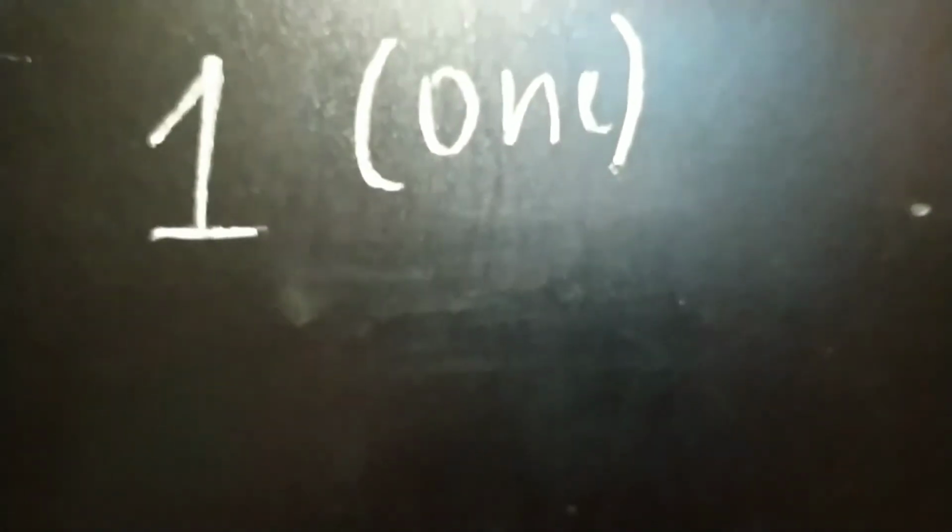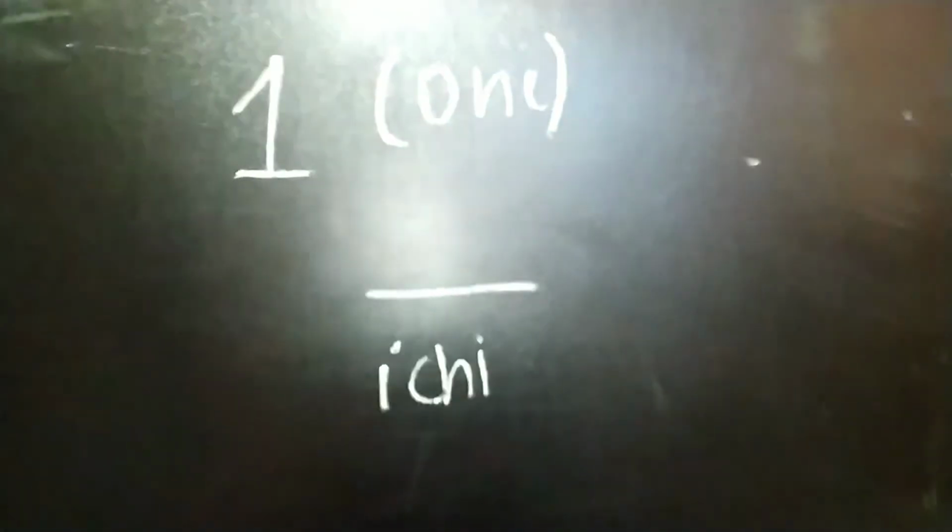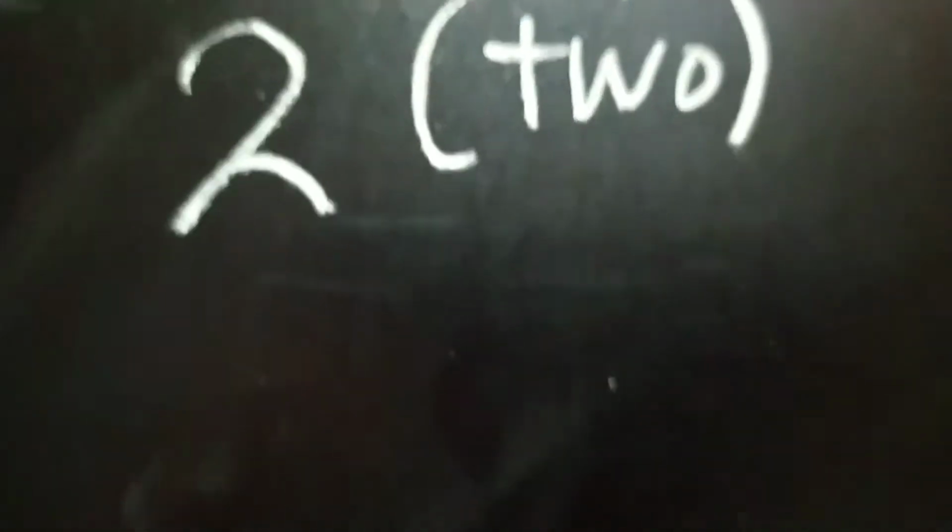1, ichi. It's written like this. Ichi, ichi, ichi. Second, number 2. It's written like this, and it's called ni. Ichi, ni, ni, ni.